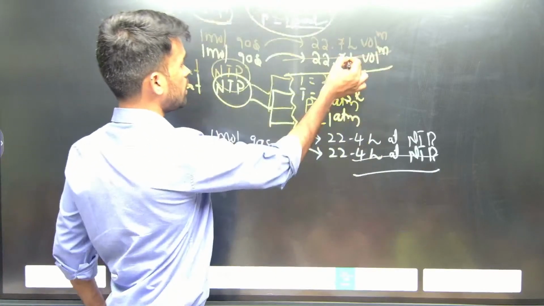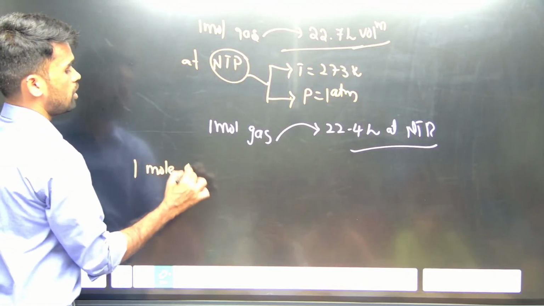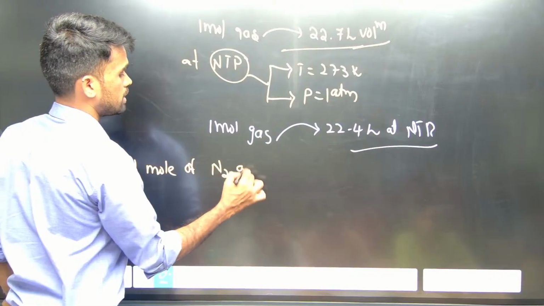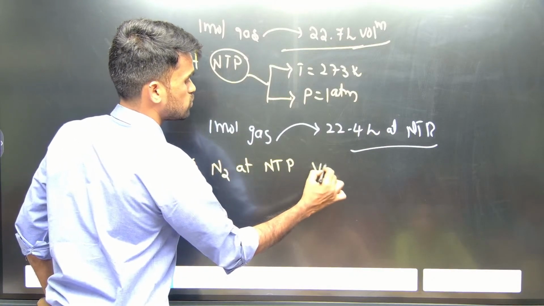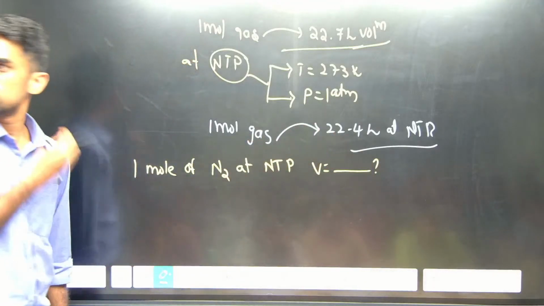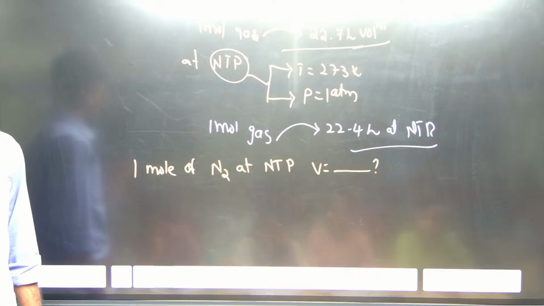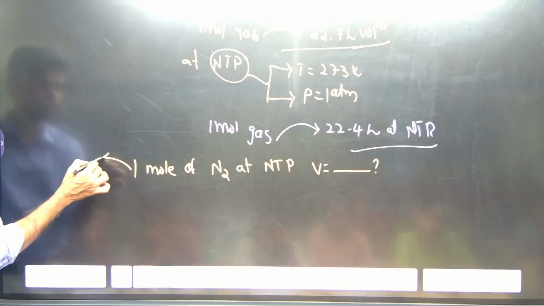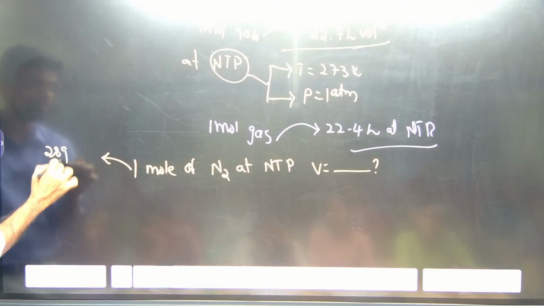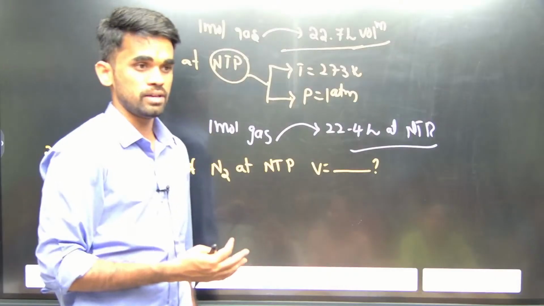Now, I am giving you one question here. 1 mole of N2 at NTP occupies how much volume? 22.4 liters. Instead of asking this question in this way, I am asking you: 28 grams of N2 at NTP, how much volume will it occupy?